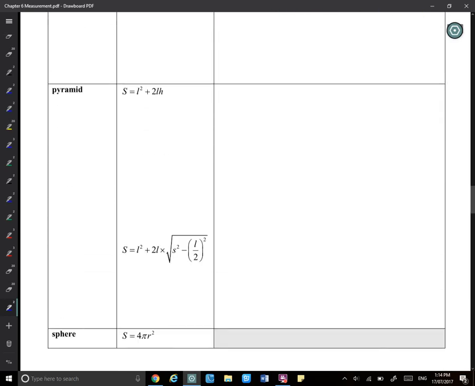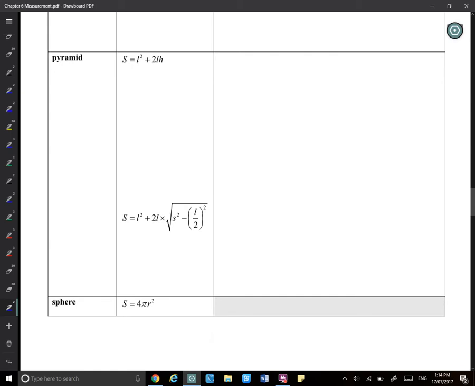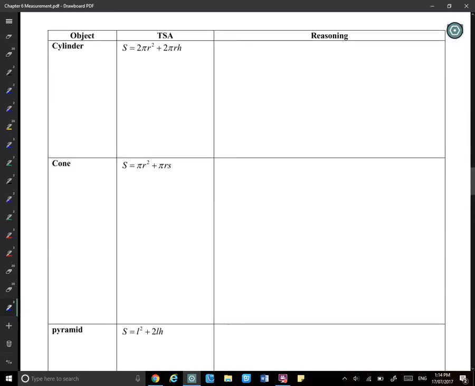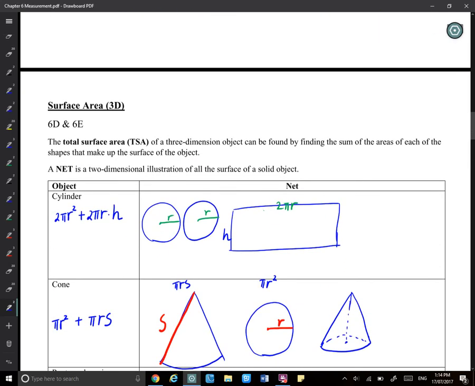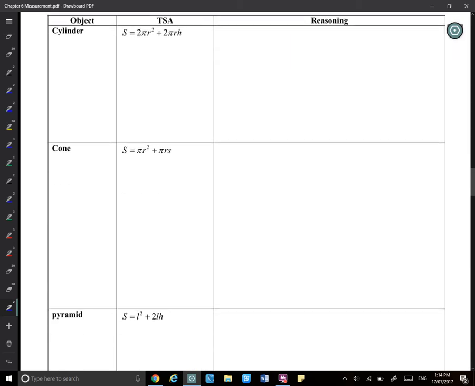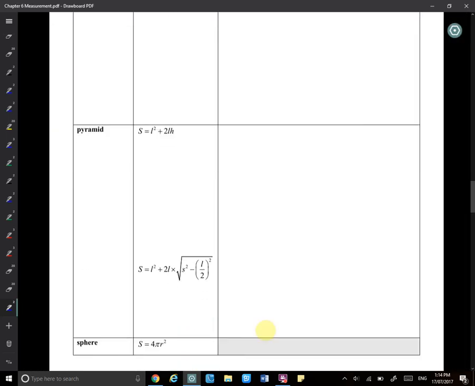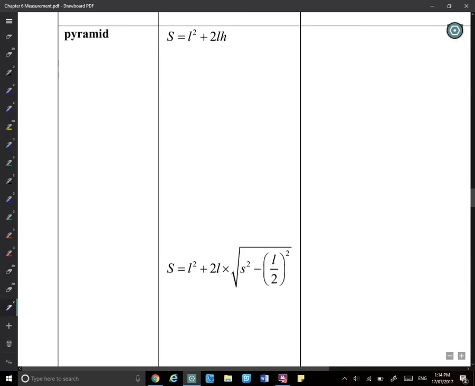Okay, all the formulas here. And we have cylinder, cone, pyramid.